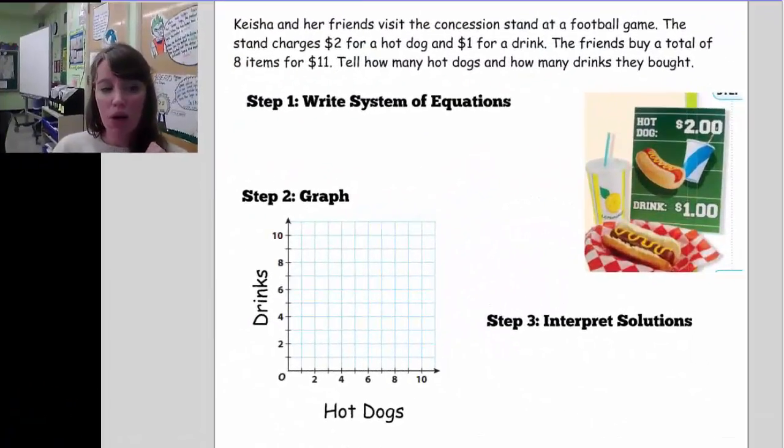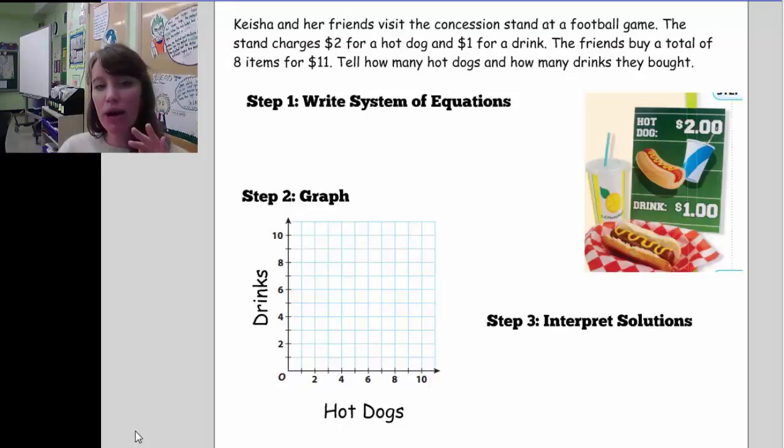Okay? Okay, so this is a word problem we're going to tackle today. Keisha and her friends visit the concession stand at a football game. The stand charges $2 for a hot dog and $1 for a drink. The friends buy a total of 8 items for $11. And we want to know how many hot dogs and how many drinks they bought.